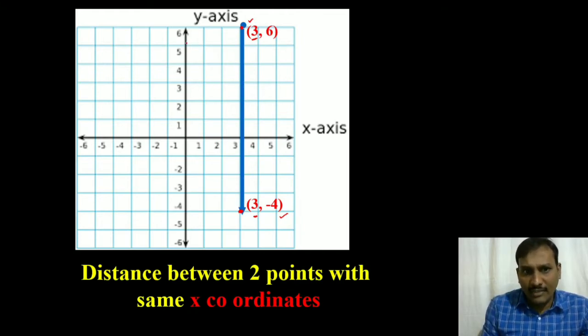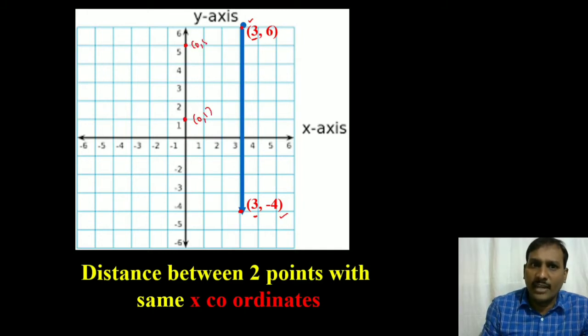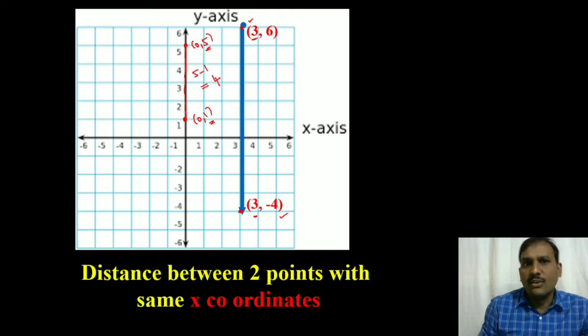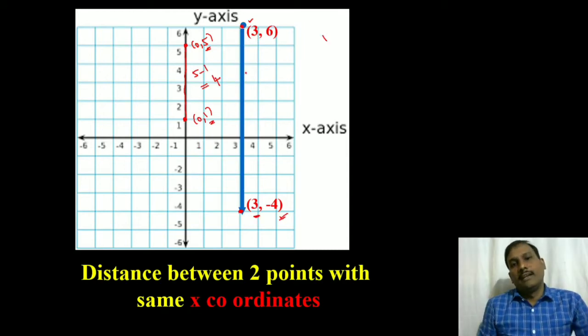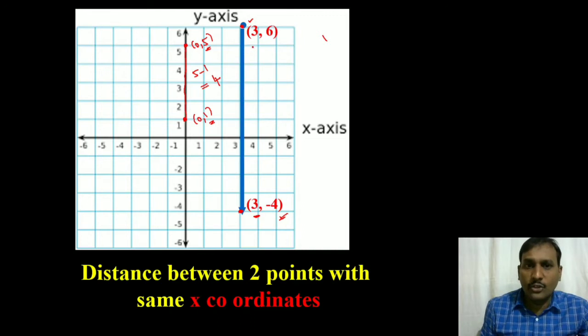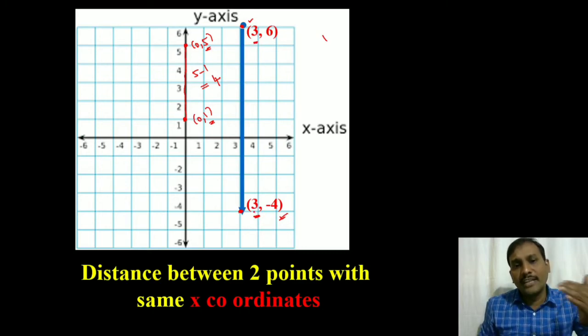So, when we have taken 2 points on y-axis, let us say this is 0, 1 and 0, 5. What is the distance between these 2 points? If you observe, this is 1, 2, 3, 4 units. Or you can say the difference of y coordinates, that is 5 minus 1, that is 4 units, is the distance between those 2 points. In the same way, when you take 2 points on a line parallel to y-axis, or you can say 2 points with the same x coordinates, how to find the distance between them?